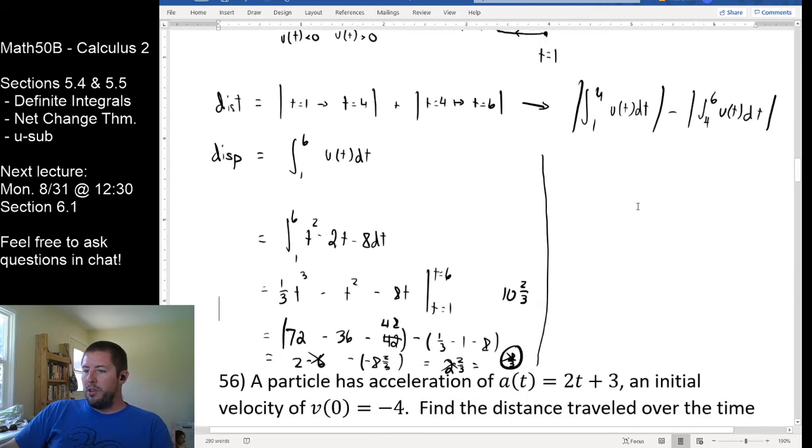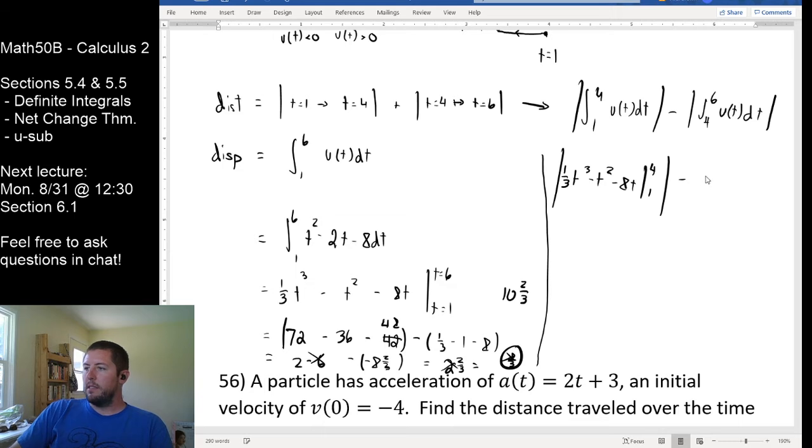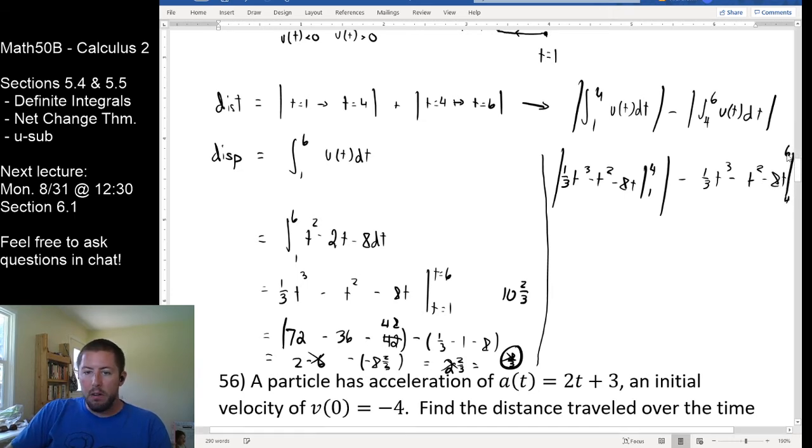So I'm going to do a little bit of reusing my old work over here. I already did this integral. The antiderivative is sitting right there. So I think I could do 1/3 t cubed minus t squared minus 8t evaluated from 4 to 1. This is what I'm putting absolute values around. Minus 1/3 t cubed minus t squared minus 8t evaluated from 4 to 6. Yeah, falling off my screen over there.